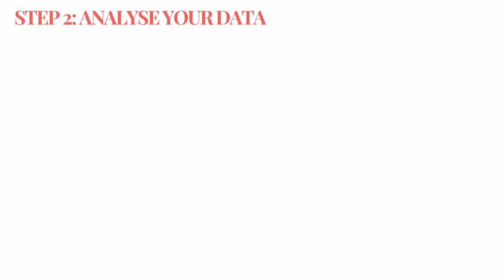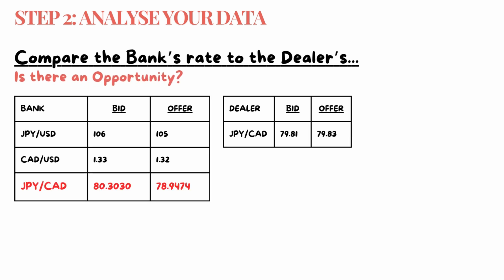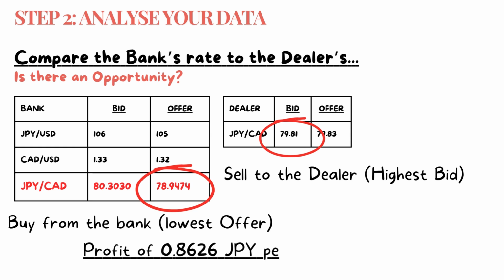All right, we're almost done. Step 2 is to analyze your data. We've calculated what the bank's rates are, and we can straight away see that they're willing to sell us Japanese yen at 78.9474. Now, we can also see that the dealer is willing to buy at 79.81. There's your profit right there. All we have to do is buy from the bank, sell to the dealer, and we end up with a profit of 0.8626 Japanese yen per Canadian dollar invested.